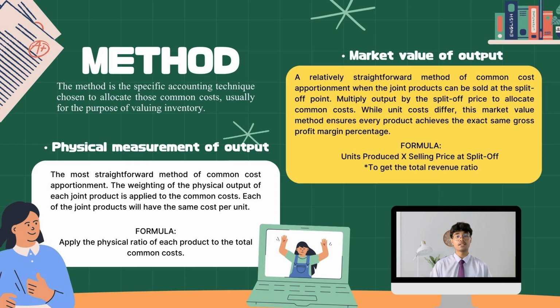Here is a simple example. Suppose total joint cost is 300,000 ringgit. Product A yields 1,000 kg and product B yields 2,000 kg. Total output is 3,000 kg. A receives 1/3 of the joint cost, 100,000 ringgit. B receives 2/3, which is 200,000 ringgit.